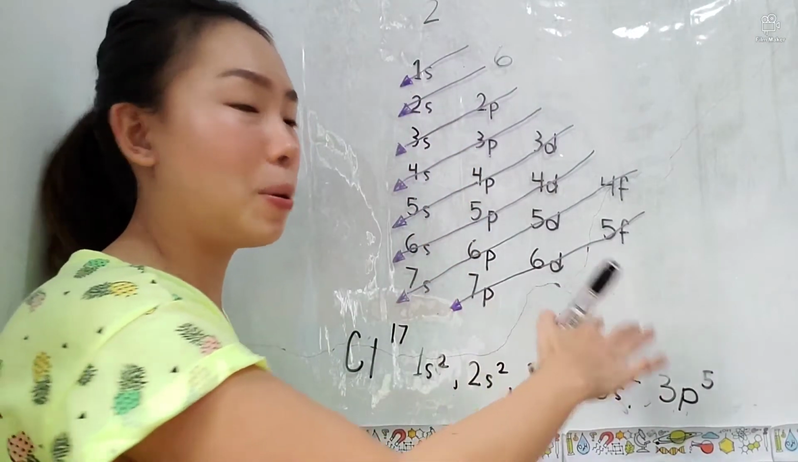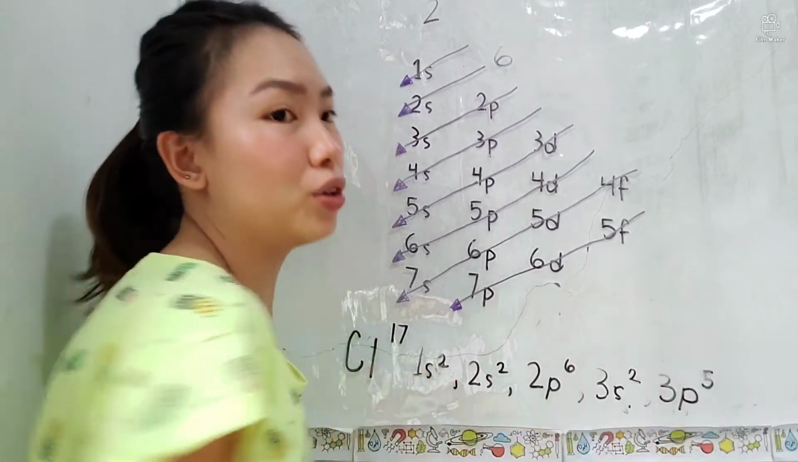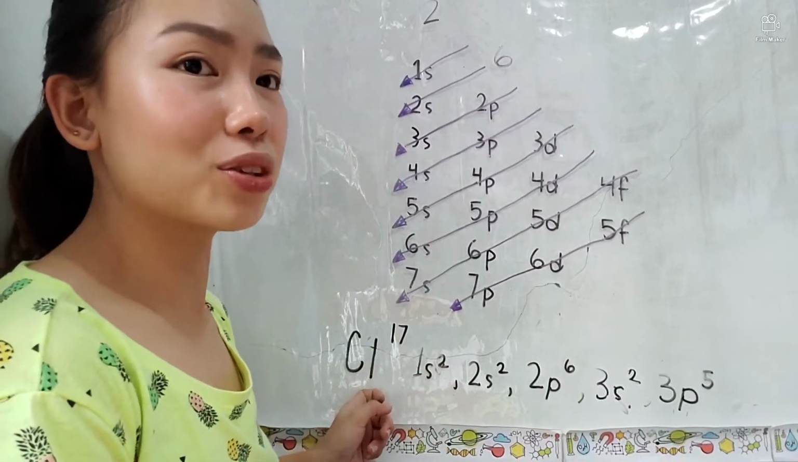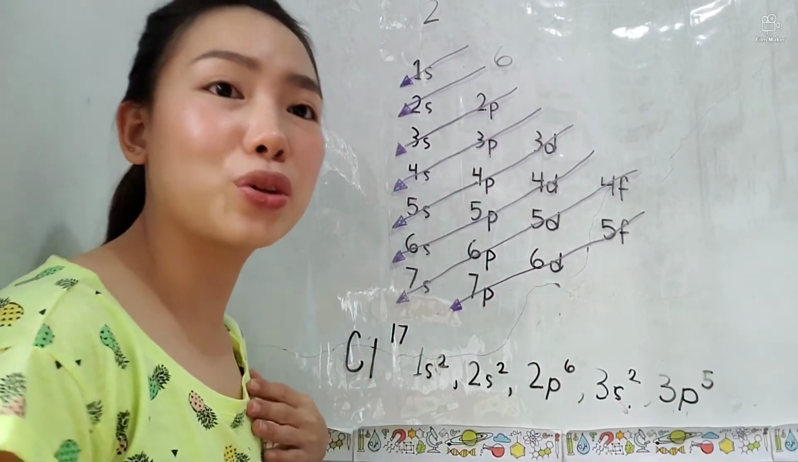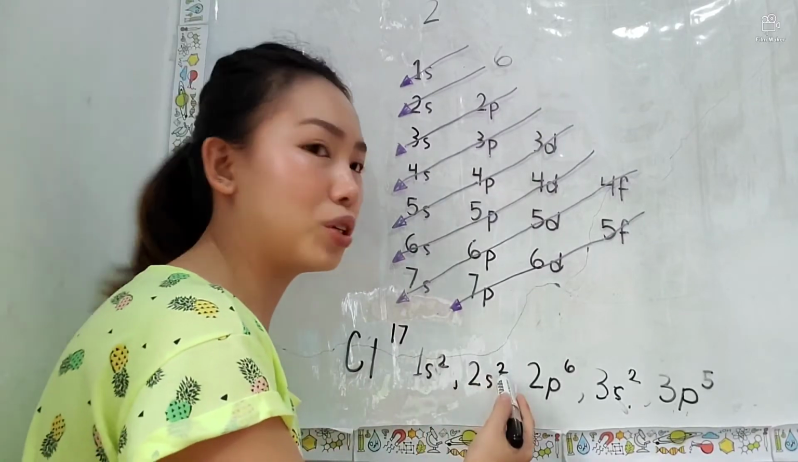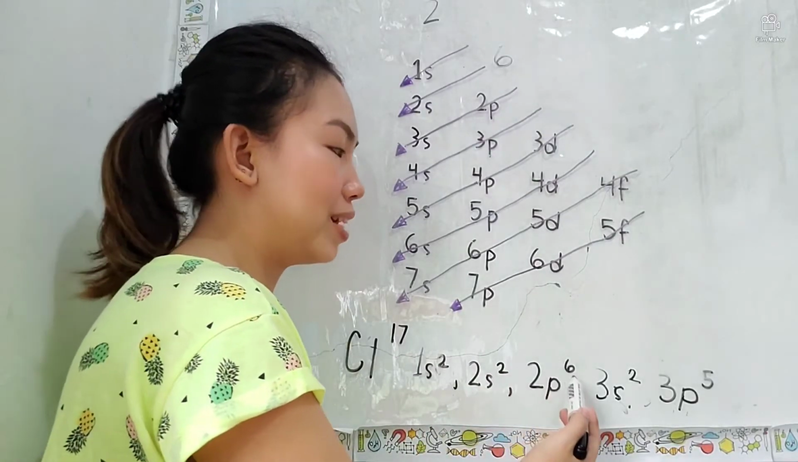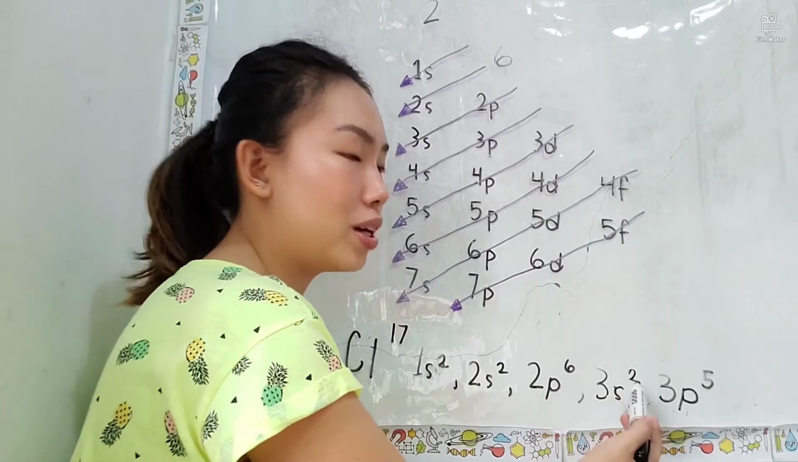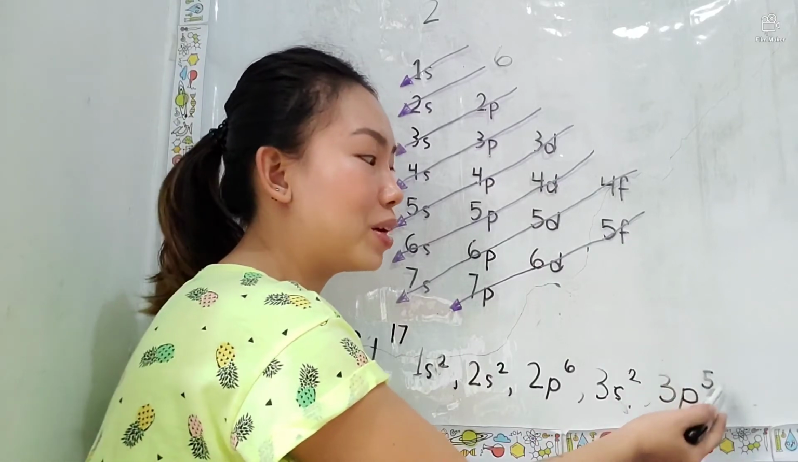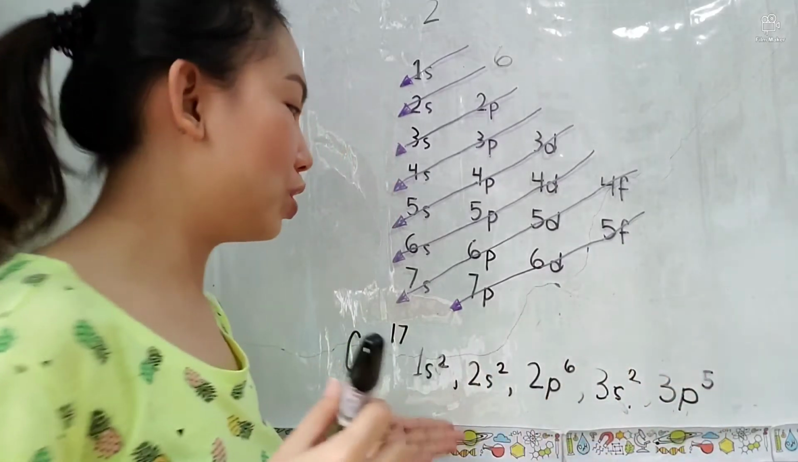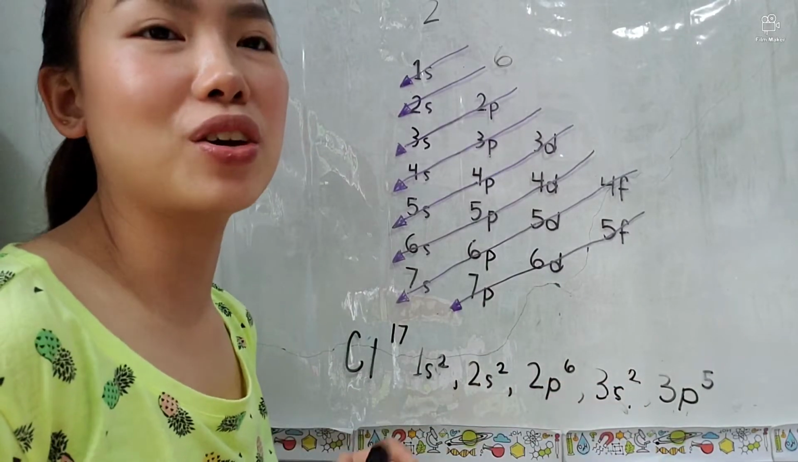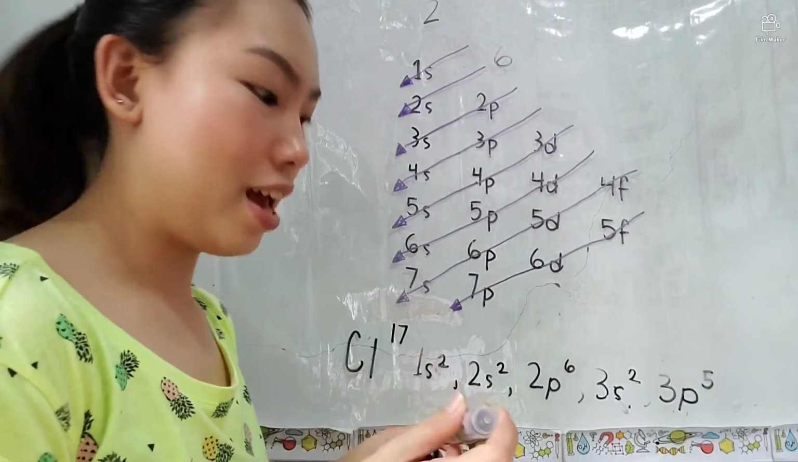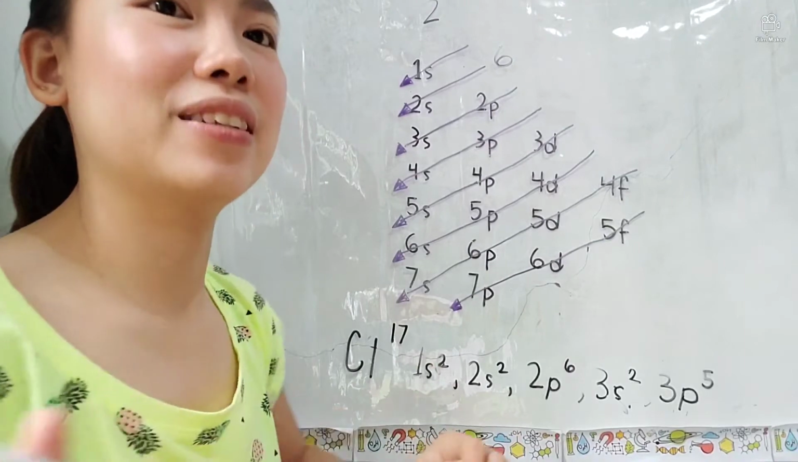So, we have 3p5 to make the electron configuration for the chlorine. So, we have 2 plus 2 is 4, plus 6, 10, plus 2, 12, plus 5, 17. So, this would be the electron configuration for the chlorine 17.